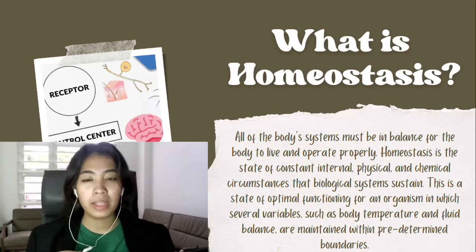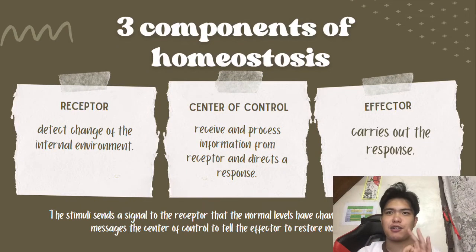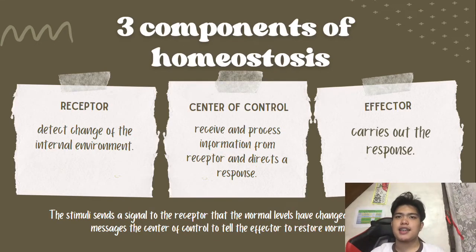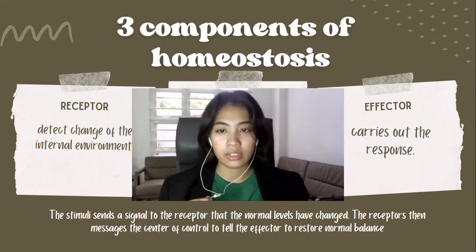It's my pleasure. But how about its three components, Rashid? Alright, everyone, these are the three components of homeostasis: receptor, center of control, and lastly, the effector. The receptor detects change in the internal environment. The center of control receives and processes information from the receptor and directs a response. And for the last part, the effector carries out the response. In other words, the stimulus sends a signal to the receptor that the normal levels have changed. The receptor then messages the center of control to tell the effector to restore normal balance.